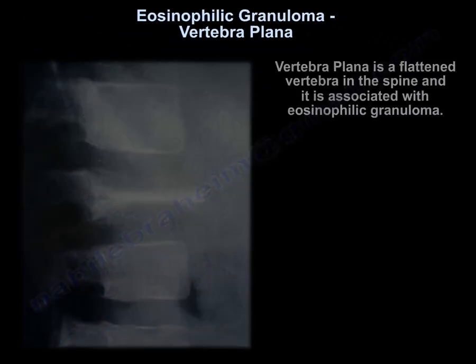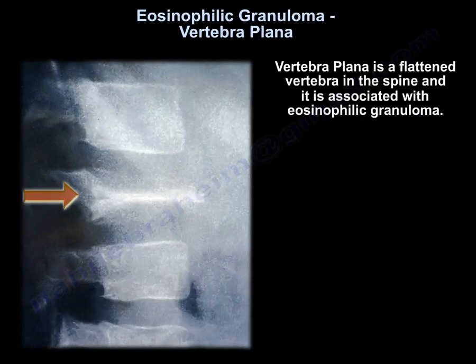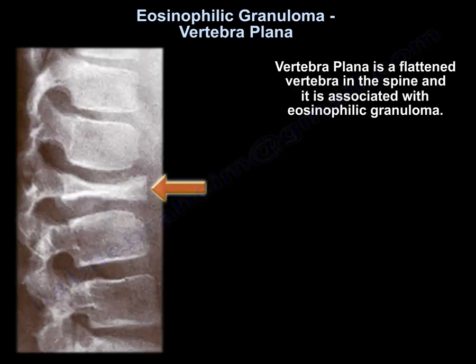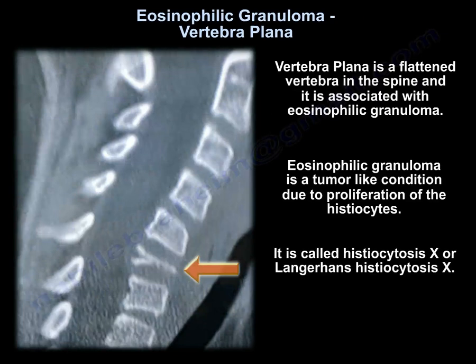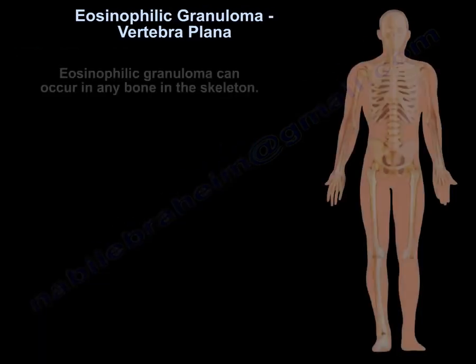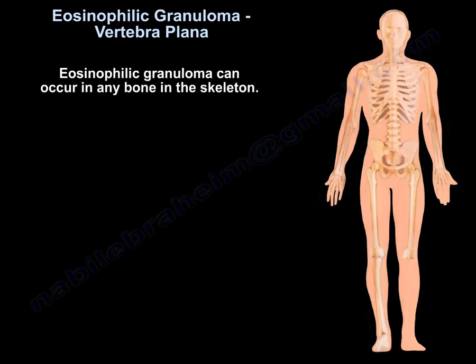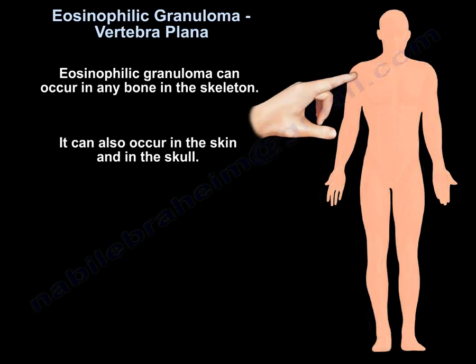Eosinophilic Granuloma Vertebra Plana. Vertebra plana is a flattened vertebra in the spine, and it is associated with eosinophilic granuloma. Eosinophilic granuloma is a tumor-like condition due to proliferation of the histiocytes. It's called histiocytosis X or Langerhans cell histiocytosis. Eosinophilic granuloma can occur in any bone in the skeleton. It can occur also in the skin and the skull.